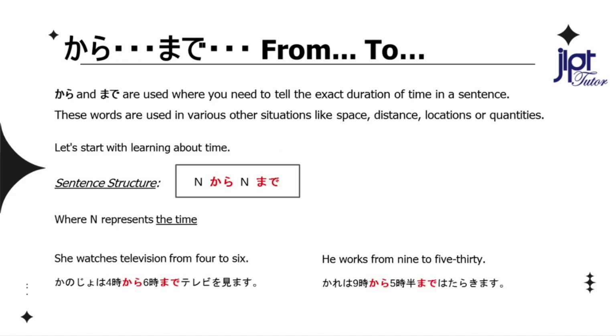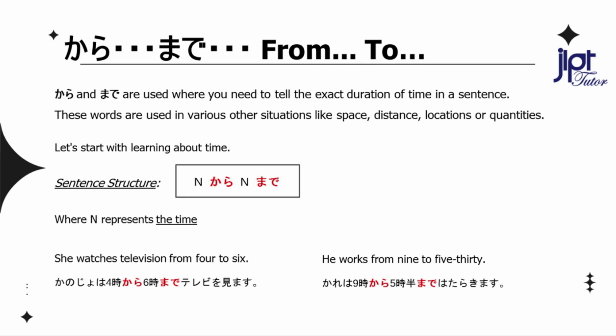3. Kara, made. Let's learn about kara and made and how to use them appropriately in a sentence. Kara means from. Made means to or up until. Kara and made are used where you need to tell the exact duration of time in a sentence. Also, these words are used in various other situations like space, distance, locations, or quantities. But for now, we will only talk about time and distance. Let's start with learning about time.